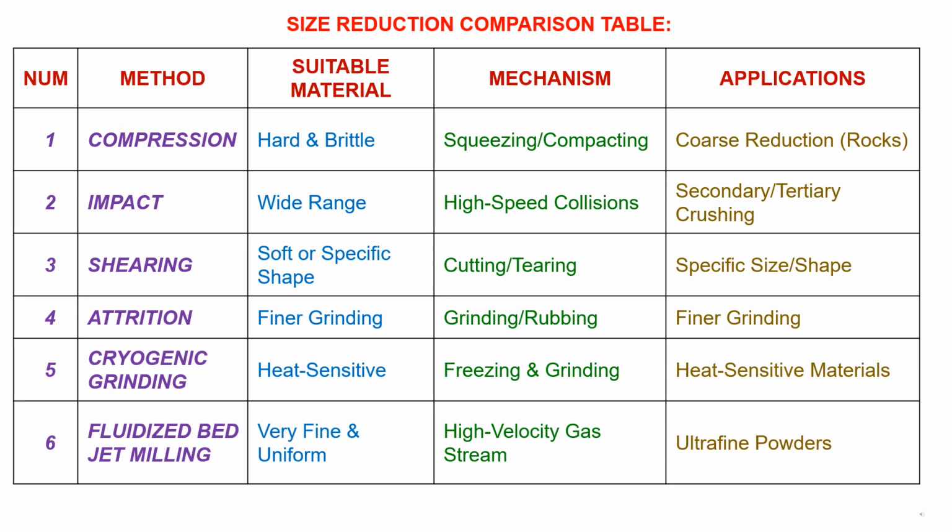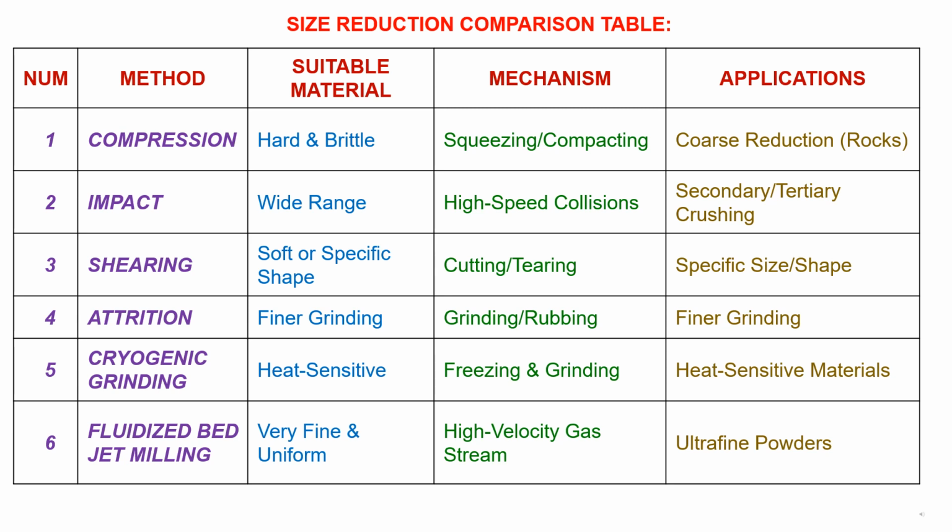Number 3. Method: shearing. Suitable material: soft or specific shape. Mechanism: cutting, tearing. Applications: specific size, shape. Number 4. Method: attrition. Suitable material: finer grinding. Mechanism: grinding, rubbing. Applications: finer grinding. Number 5. Method: cryogenic grinding. Suitable material: heat sensitive. Mechanism: freezing, grinding. Applications: heat sensitive materials.